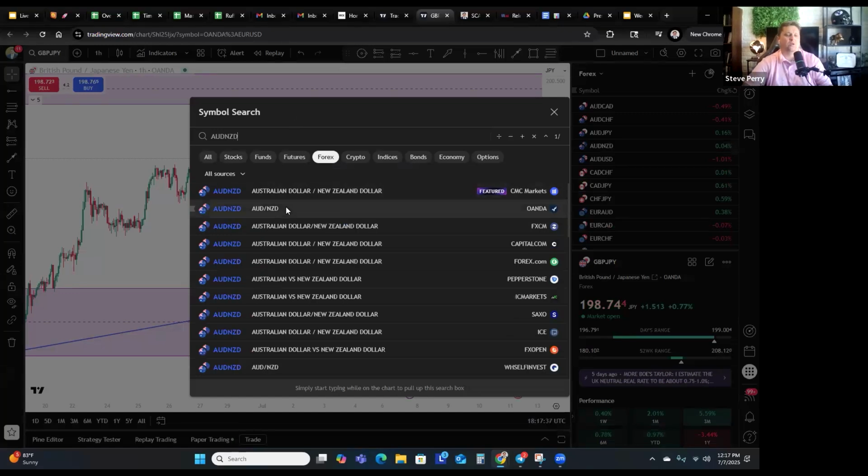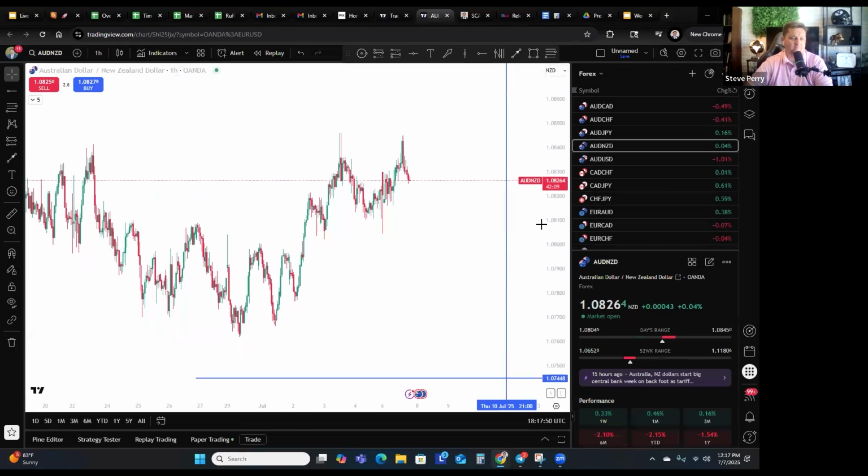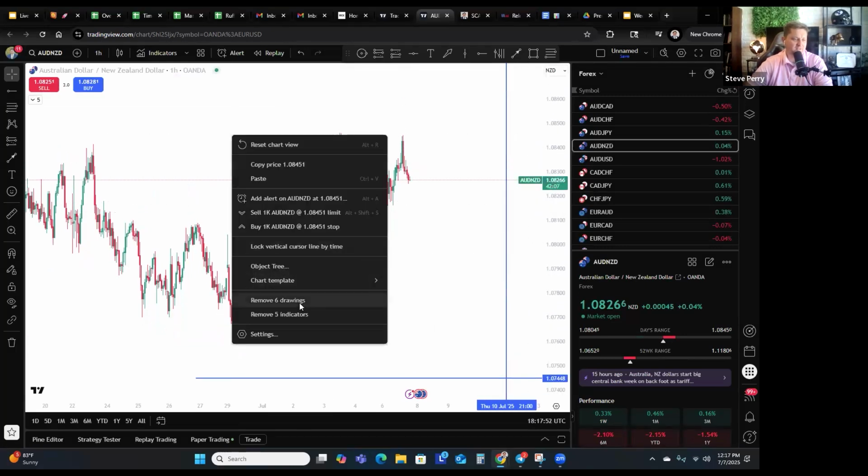And it doesn't really matter since I'm using TradingView's free account here. It doesn't really matter which one I click on. So I'm just going to click there. All right, so here is the Aussie Kiwi.